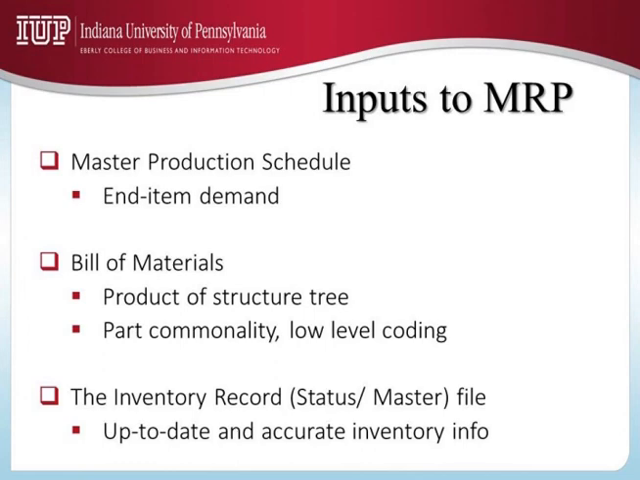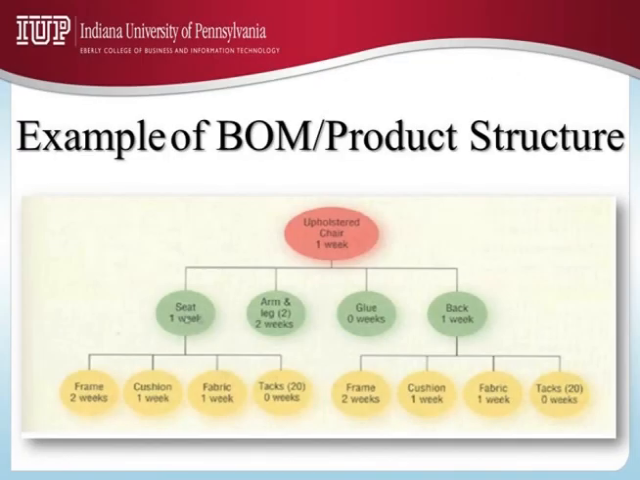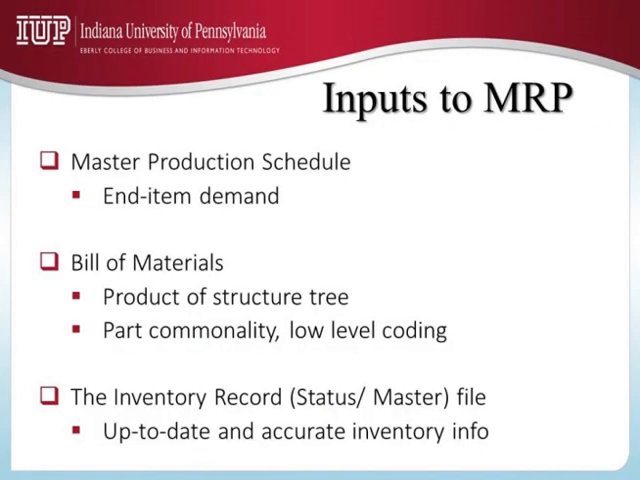Now the third one is the inventory record or status or master file. It is basically a computer file or database which has up-to-date and accurate inventory information. So in this example, how many chairs do I already have on inventory of this particular type? How many seats do I have? How many frames do I have? Whatever I have in inventory will be reported in the inventory record file. So you can take that into account while deciding how much to produce or how much to procure. These are the three major inputs to MRP.